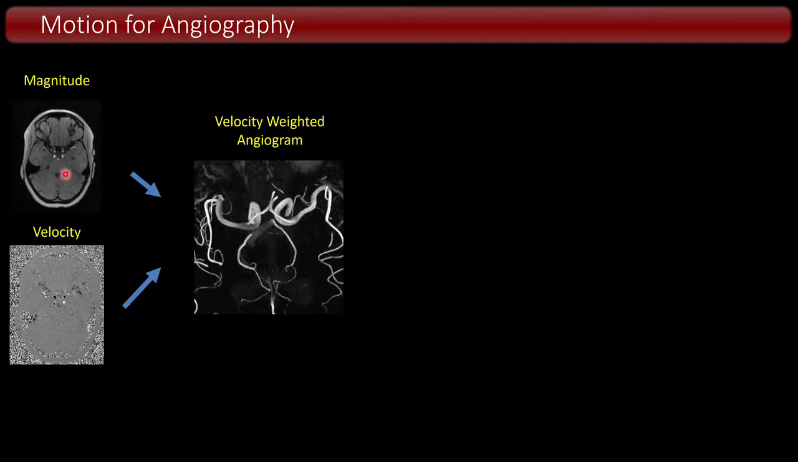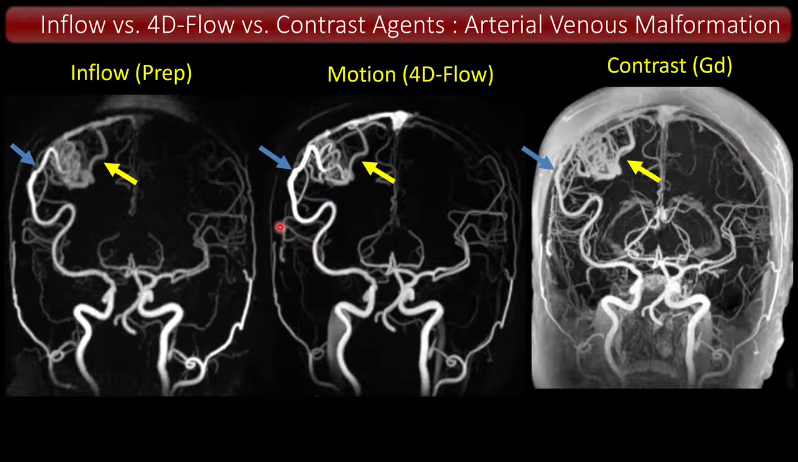So for example, we can do PC-MRAs, where we take the magnitude and velocity and create an angiogram. And this creates angiograms which are quite nice these days. They have progressed a lot since some of the initial comparisons with 3D time of flight. Here showing an AVM example, comparing near equivalent performance between inflow preparation 4D flow scan and post-contrast MRA scan.